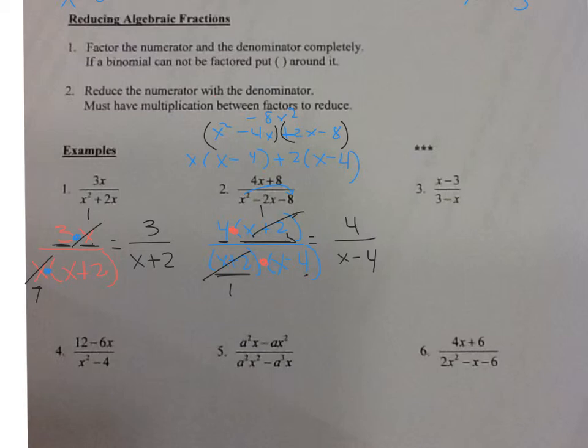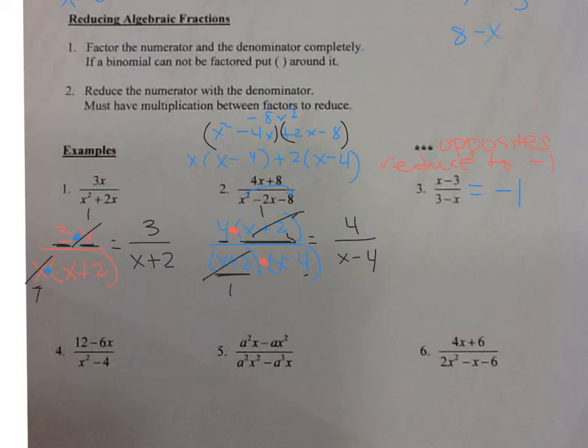3 is a special one. Notice I have x minus 3 and 3 minus x. They are actually complete opposites. Notice that here I have a positive x, and here it's a negative x. They are opposites. A negative 3 and a positive 3. They are opposites. This actually reduces to negative 1. So right here on the stars, I want you to write opposites reduce to negative 1.